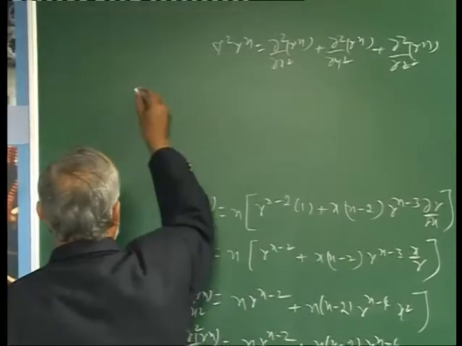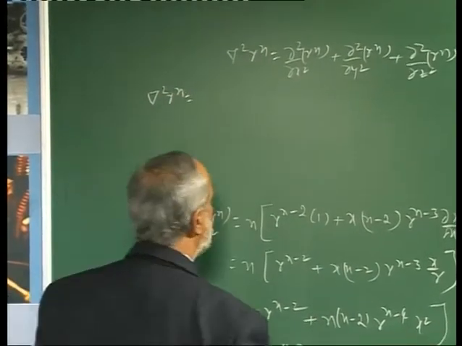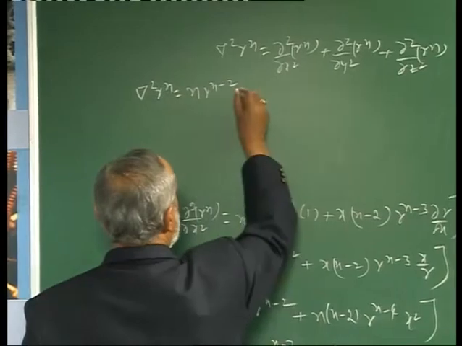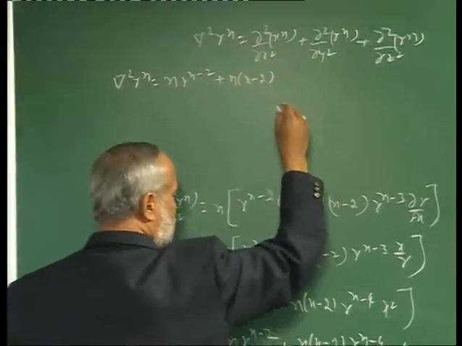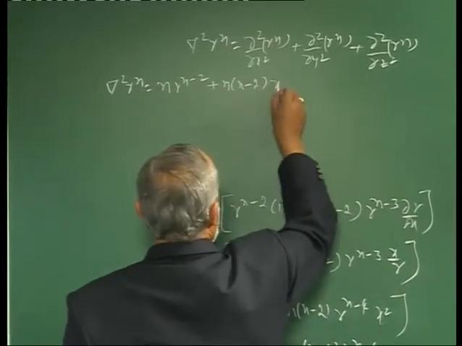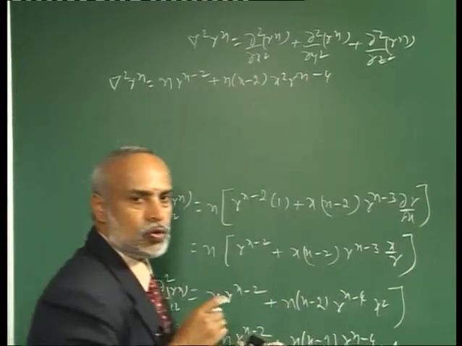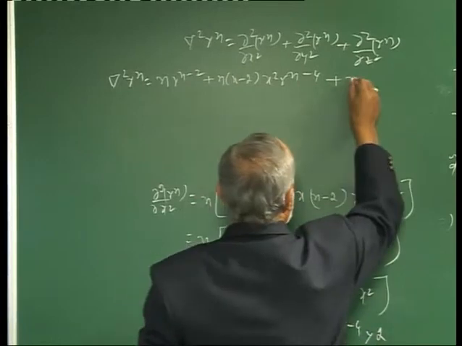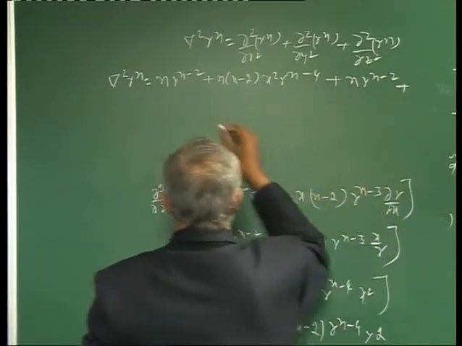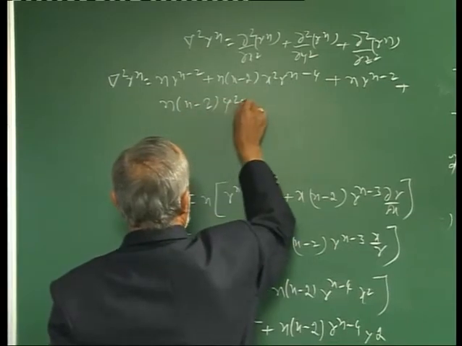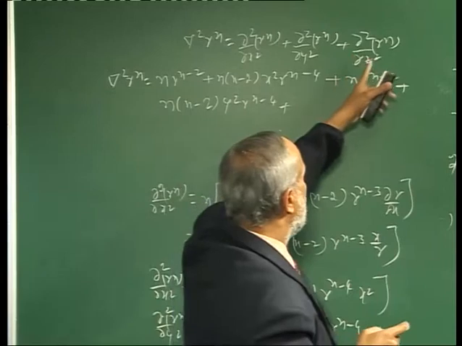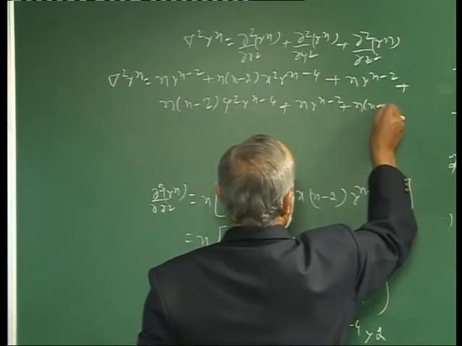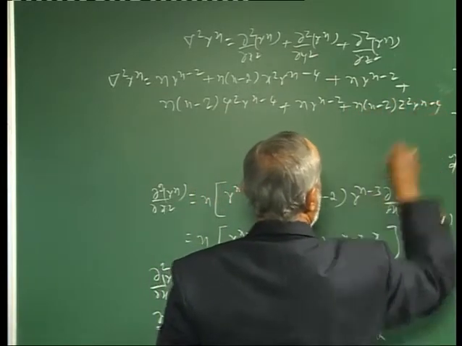Del squared r^n equals ∂²/∂x² of r^n, whose value is n r^(n-2) + n(n-2) x² r^(n-4). This is the value of ∂²/∂x² of r^n, plus ∂²/∂y² of r^n, whose value is n r^(n-2) + n(n-2) y² r^(n-4), plus ∂²/∂z² of r^n, whose value is n r^(n-2) + n(n-2) z² r^(n-4).